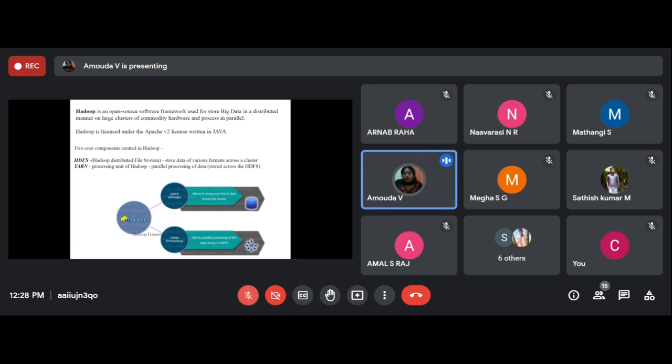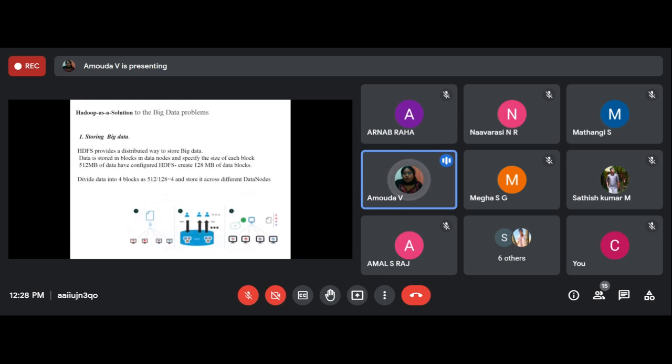Let us start. Two core components of Hadoop. Today is just an introduction. HDFS is to store the data, YARN is the parallel processing of it. When I say that HDFS stores the data, it is not in a single storage like what we store on our desktop hard disk. It's not like that. Let us see the architecture.